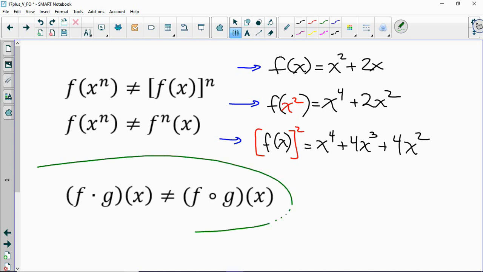And this down below, we'll talk about this again in the next video. There is a difference between the dot, which means multiplication, and a circle. That will mean that we're taking the composition of two functions. But again, we'll talk about that next time.